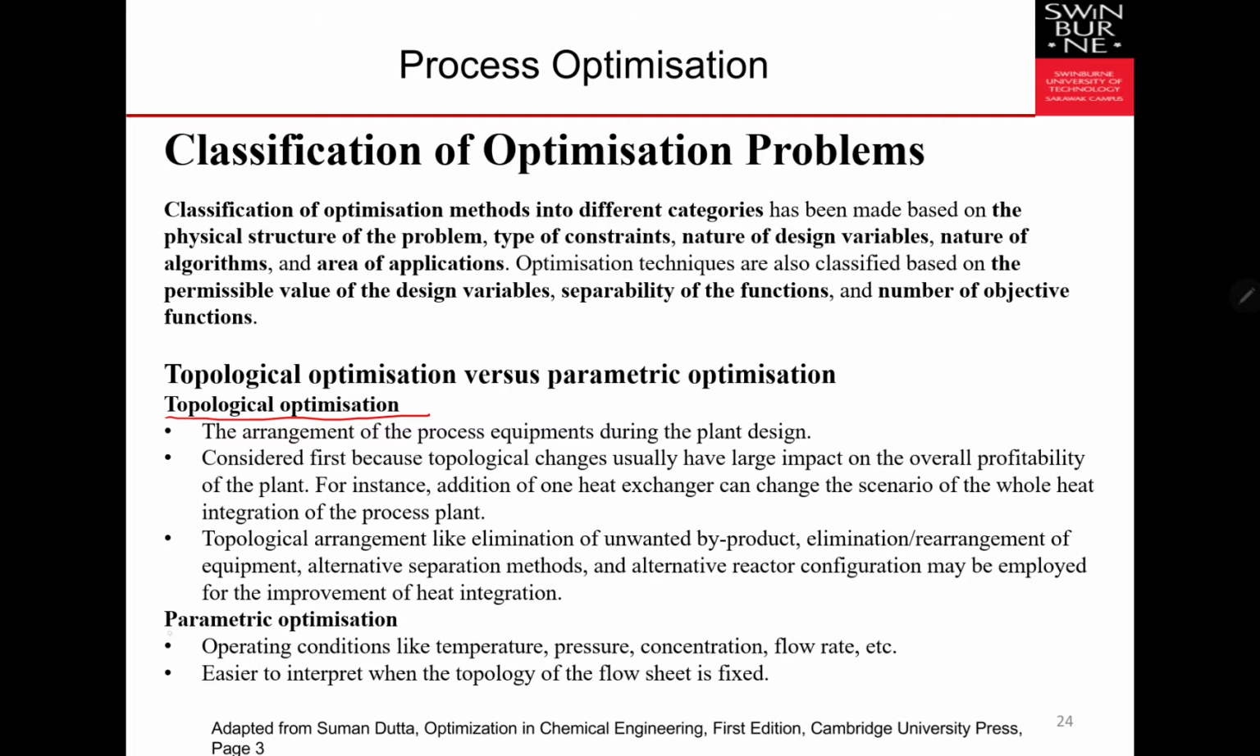Okay, the opposite nature from topological optimization will be parametric optimization, where we want to optimize the operating conditions like temperature, pressure, concentration, flow rate. This will be easier to be performed when the topology of the flow sheet has been fixed.